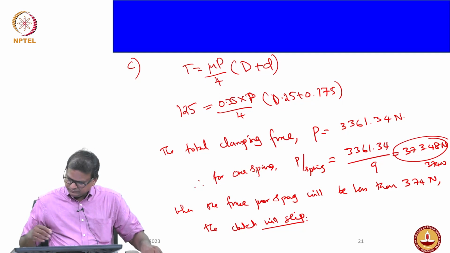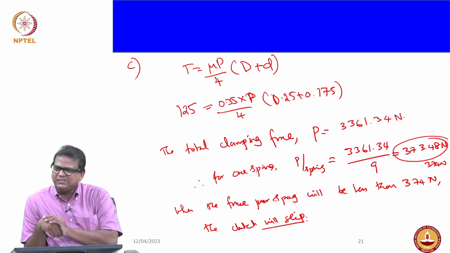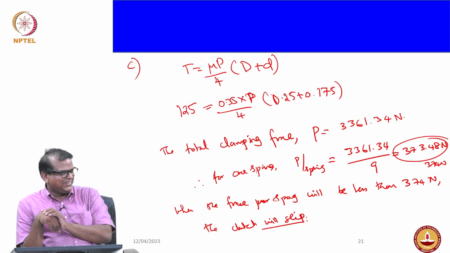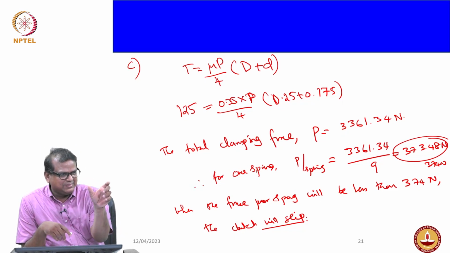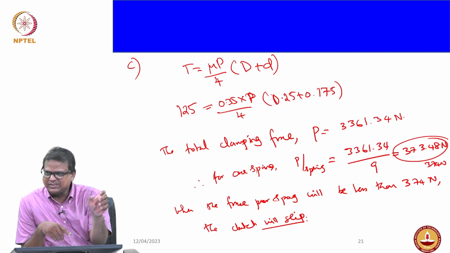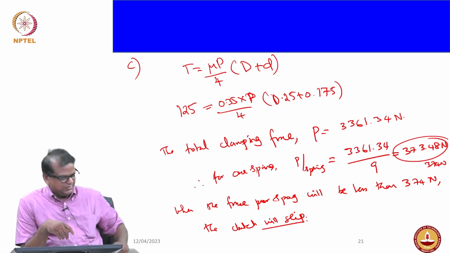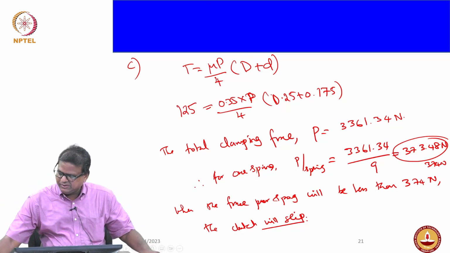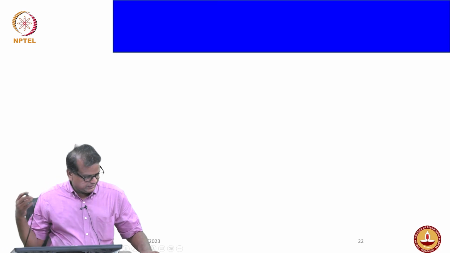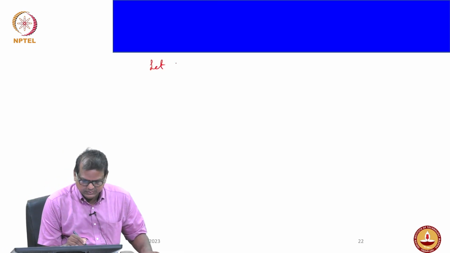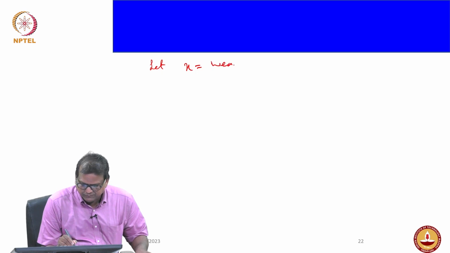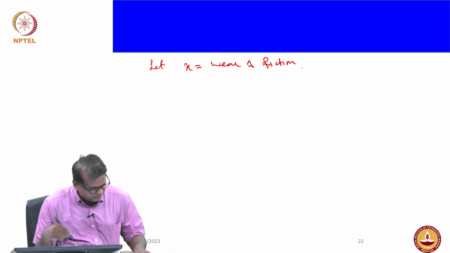Do we know the friction lining thickness? We don't know the friction lining thickness. But we know how much is delta, your deflection. That is clearly given. So what we could do, we will assume certain things. Let x equal to wear of friction lining. This much thickness has to be reduced.